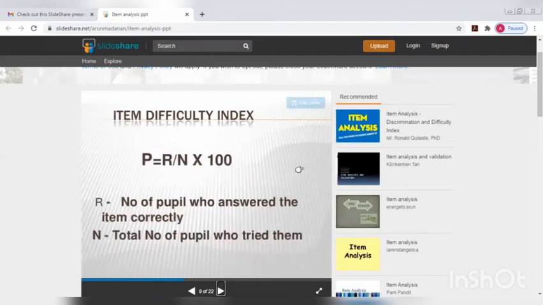Here R is the number of people who answered the item correctly, and N is the total number of people who tried it. As I have given you the example, though some definitions we are not able to change, still some students will try, and they will at least write something in the definition part. Though it is very difficult for them, they will at least try. So when this ratio is multiplied by 100, you will get the difficulty index. So that is the formula.